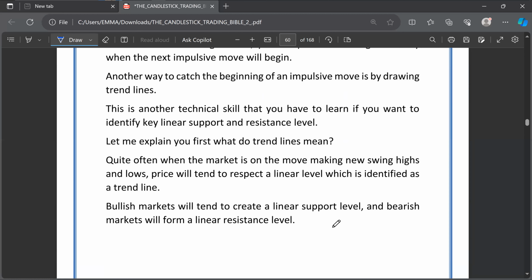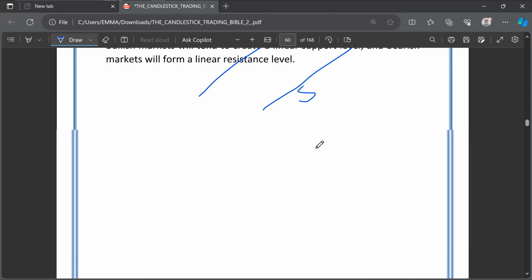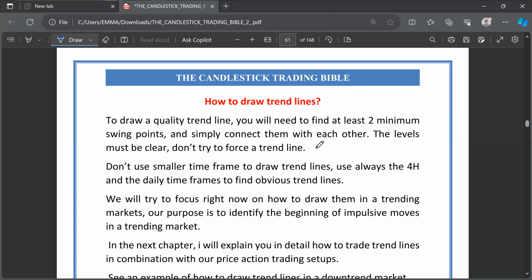Bullish markets will tend to create a linear support level. As the prices are moving up, they will tend to create a linear support, moving in a straight line. And the bearish market will form a linear resistance level. This is a linear resistance level, and this is a linear support level. In the sloping form, we call them trend lines, yet they are also used as our support and resistance levels. That is as simple as that.